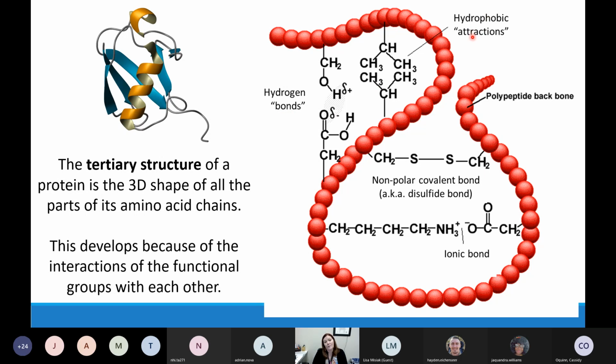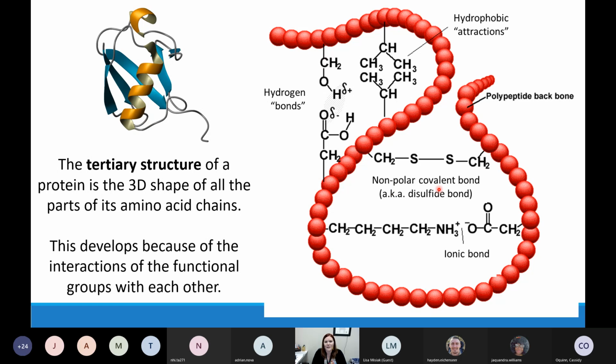Another way that we can put together our amino acids is we can form what are called disulfide bonds. Disulfide bonds are when the sulfur in one amino acid interacts with the sulfur in another amino acid. Since we're interacting two of the same thing in the amino acid chain, we're going to share our electrons equally, which means we're going to make a nonpolar covalent bond.